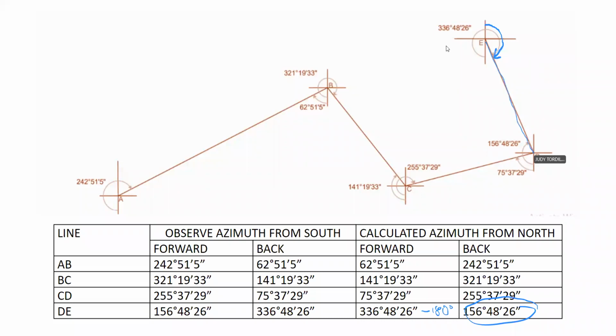So, ibig sabihin, baka malito kayo pag may-measure ng forward bearing. Kung saan yung progression natin, doon kayo magsisimula. Like, let's say, line DE. Yung forward bearing, simula kayo dito. Yung backward bearing, dito kayo. Okay?